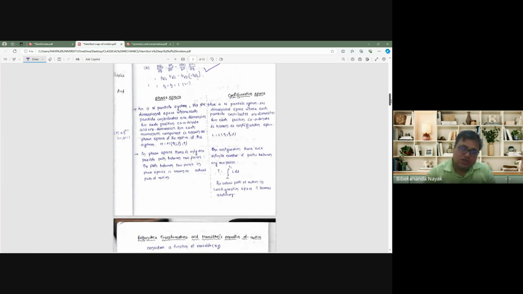This Hamiltonian formulation is actually useful in phase space, because we use the Hamiltonian as a function of q, p and t. p is the momentum component. So in phase space, we give equal priority to position and momentum. For an n particle system, there are 3n position coordinates and 3n momentum coordinates. 3 means x, y, z for one particle, position coordinates, and px, py, pz, 3 momentum coordinates. If there are n particles, there are 3n position coordinates and 3n momentum coordinates. So phase space is a 6n dimensional space, where each particle contributes one dimension for each position coordinate and one dimension for each momentum component. So 6n.